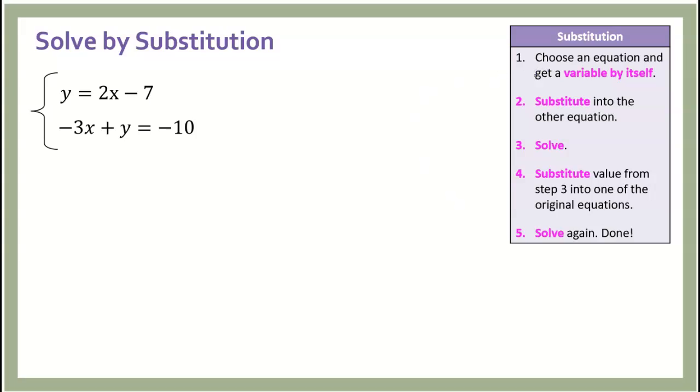First step, choose an equation, get a variable by itself. Well, I look over here and I'm like, well, look, there is a y by itself already. So I don't even need to do anything. That's already been done for me. Step number 2 is substitute into the other equation. So I'm going to put a box around everything that is equal to y.